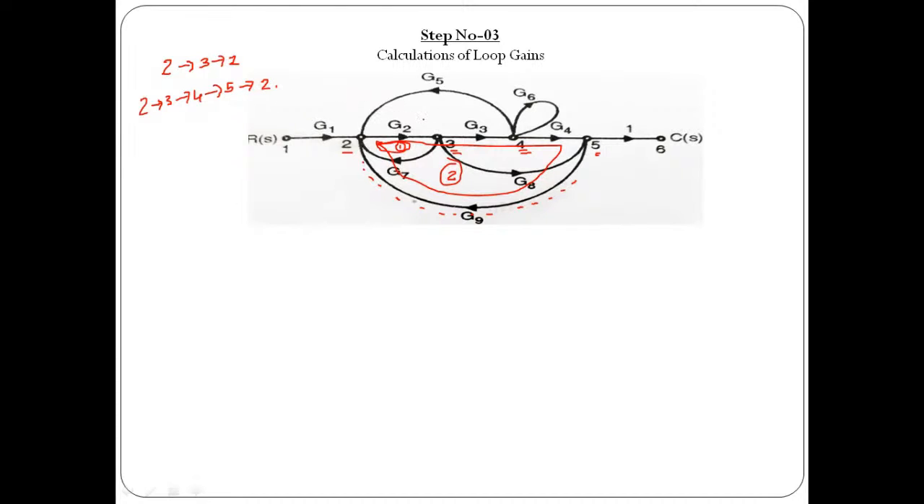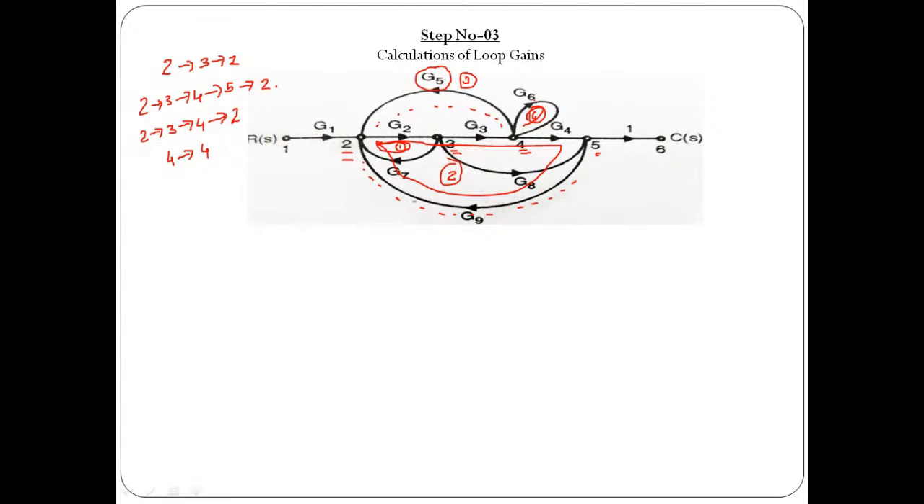In the same way, we have one more loop from node number 2, then node number 3, node number 4, and then coming back to node number 2 via this particular branch of gain G5. So it will be like 2, then 3, then 4, and then coming back to 2. That is important. Then we have one more self loop like this. So this will be a third loop, and this will be the fourth loop. Started with node number 4, ended with node number 4 with a branch of gain exactly equal to G6.